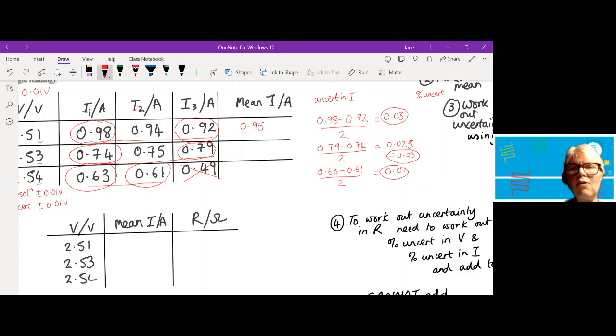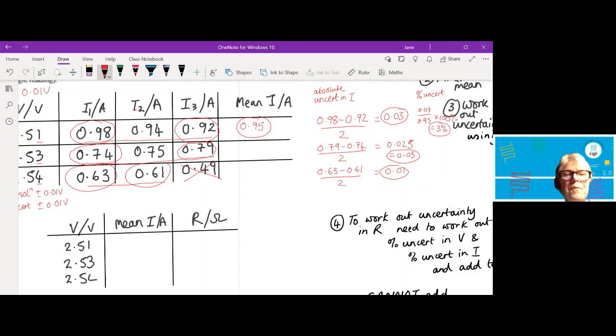Now, therefore, to work out my percentage uncertainty in the current, I get my absolute uncertainty, I halve the range, and I divide it by the mean, 0.95, and then times it by 100%. Okay, so let's do that now, 0.03 divided by 0.95 times 100 equals 3.2%. So actually it's just 3, and that is what we quote to one significant figure.